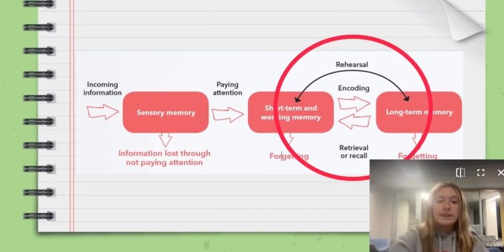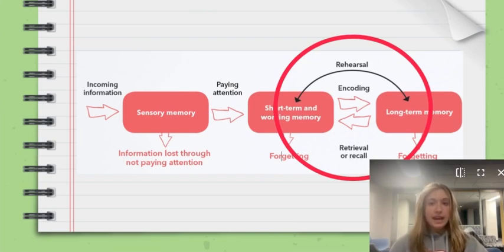This is shown here as I have shown the memory process and how we see something sensory-wise and it gets transported to our sensory memory. And a lot of this information is lost because people do not pay attention to every single bit of sensory stimuli that they see during the day. Paying attention, however, allows for this to be moved to our short-term and working memory, and through rehearsal, encoding, and retrieval or recall, it can then be moved to the long-term memory so that people can end up retaining information that they learned during class.